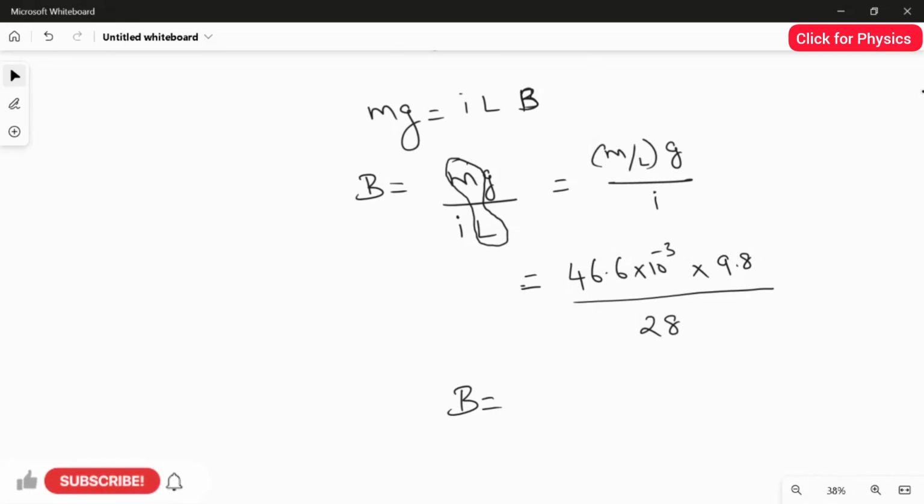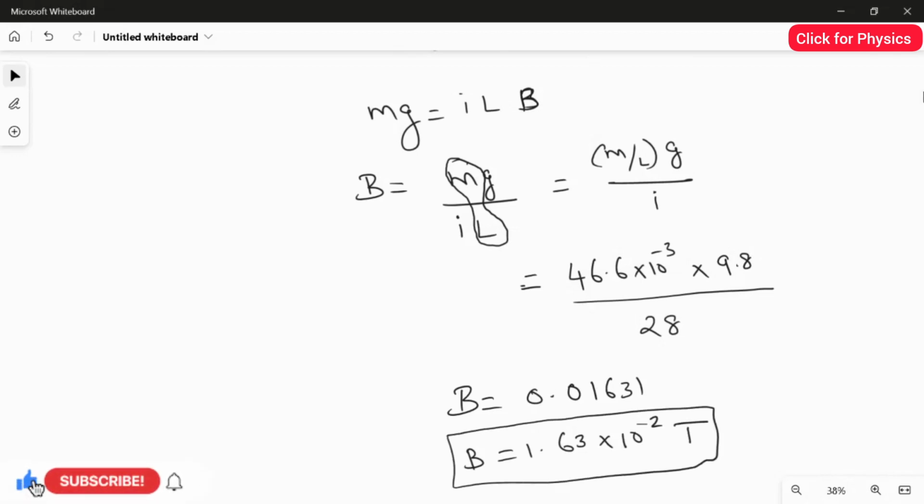Here I got the answer as 0.01631. In terms of power, if you want to write, you can write this as B equal to 1.63 multiplied by 10 power minus 2 Tesla. So this is the answer for this question. That's it. Thank you.